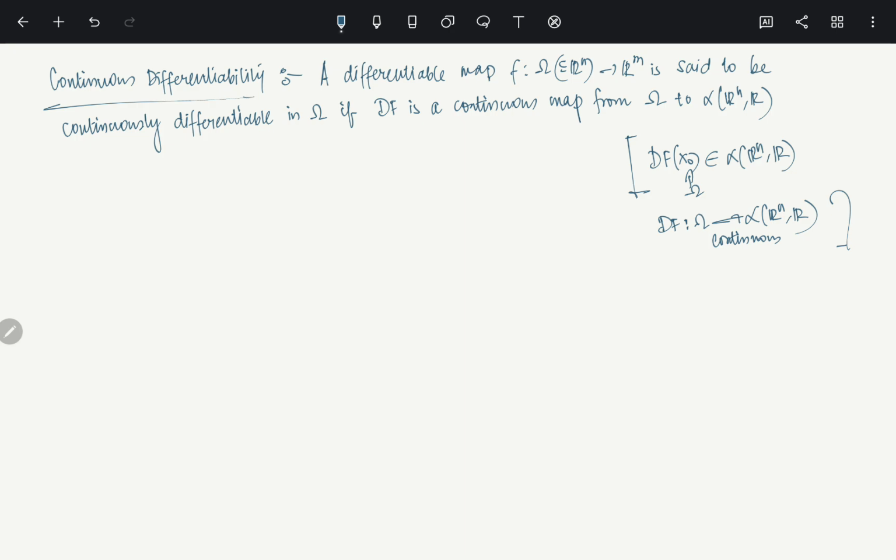What are some examples? Most polynomial functions in n variables, or most exponential functions, if you define them like that, using composition of functions, you can of course say that they are going to be continuously differentiable. It's not a very difficult thing to prove. With this I am going to end this video.